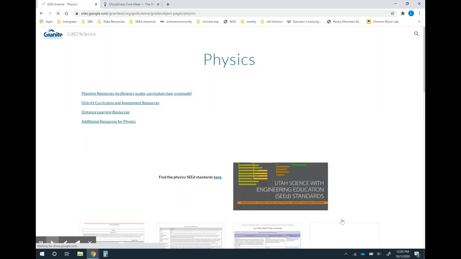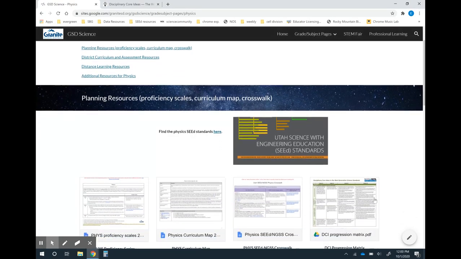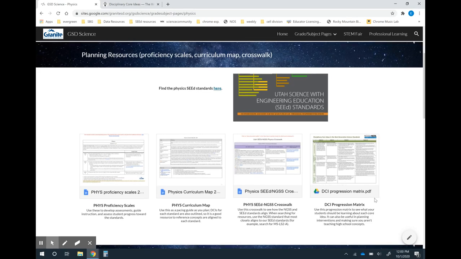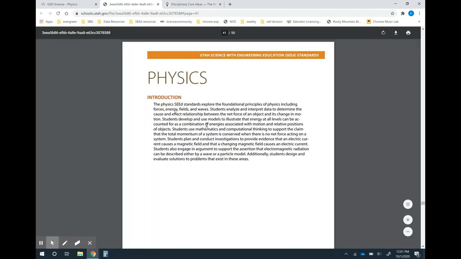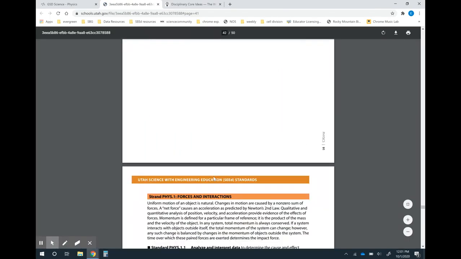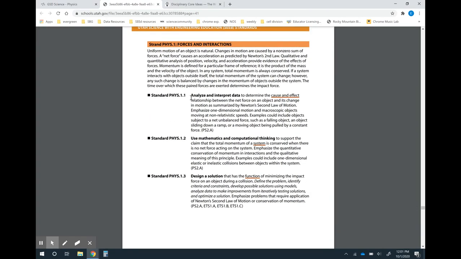So I'm just on the district science website, and it doesn't matter which grade or subject you teach, all of the tools that I'm going to be showing you using physics are in the same places on your own page. So we're going to start by just looking at the standards themselves. When we look at the standards, you'll notice there's some formatting.